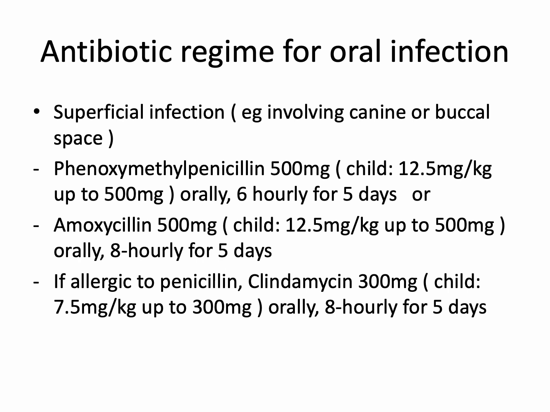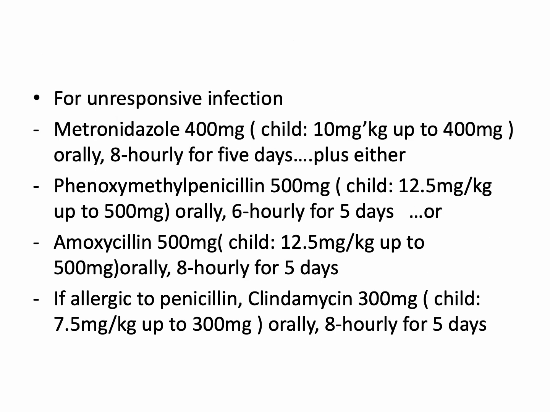So this is the antibiotic regime for oral infection. For superficial odontogenic infection, for example, involvement of the canine or buccal space infection, you can prescribe oral phenoxymethylpenicillin 500 mg 6 hourly for 5 days, or you can prescribe oral amoxicillin 500 mg 8 hourly for 5 days. And if the patient is allergic to penicillin, you can prescribe oral clindamycin 300 mg 8 hourly for 5 days.